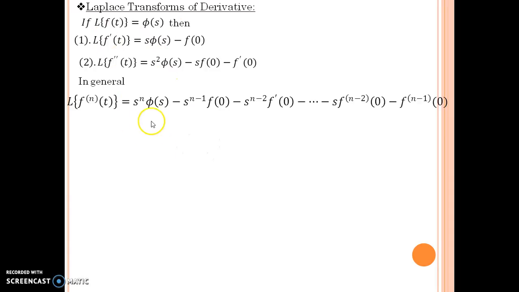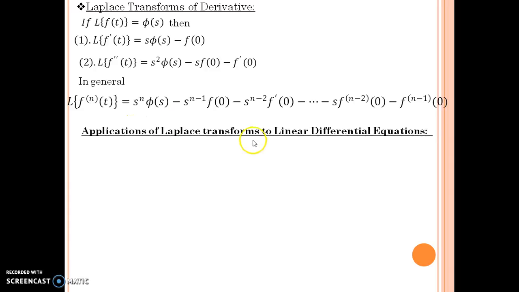Now, these formulas are highly used in solving differential equations. It reduces your work of solving differential equations. So first of all, we are going to see linear differential equations here. While solving linear differential equations, we will be using them. Let us see what linear differential equations are. This equation is a linear differential equation.